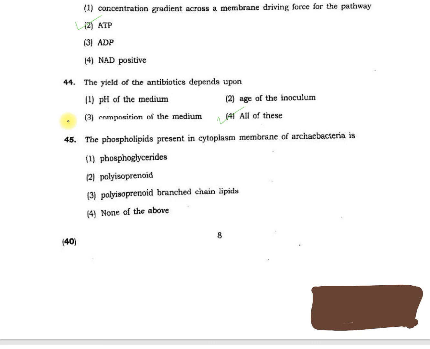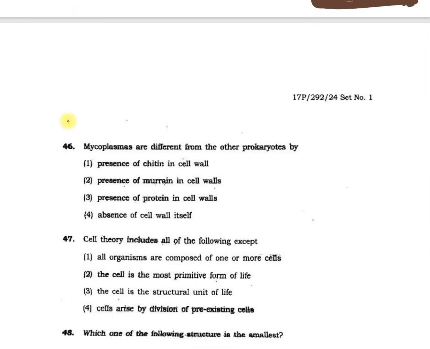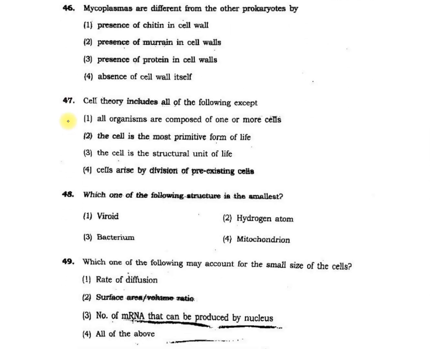Question 45. The phospholipids present in the cytoplasmic membrane of the archaebacteria are 1, phosphoglycerides, 2, polyisoprenoid, 3, polyisoprenoid branched chain lipids, 4, none of the above. The option 3, polyisoprenoid branched chain lipids, is the correct one. Question number 46. Mycoplasma are different from the other prokaryotes by 1, presence of chitin in the cell wall, 2.